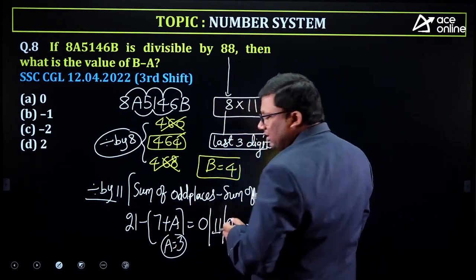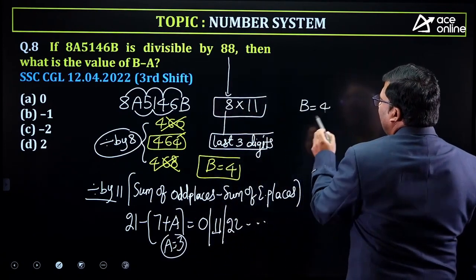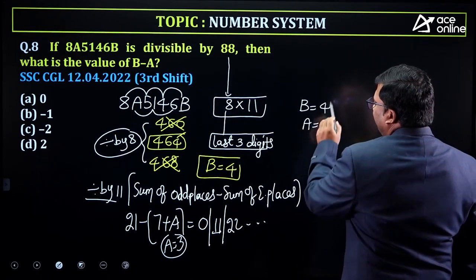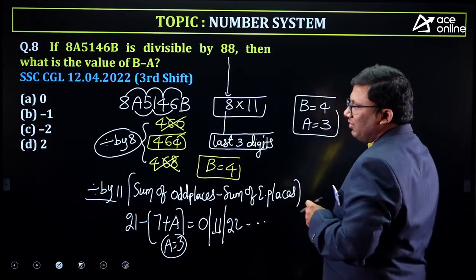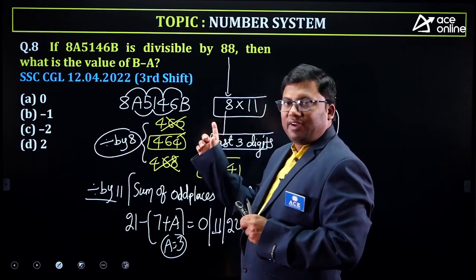21 minus 10 is 11. That means B value is 4 and A value is 3. Difference will be 1. I hope the idea is very, very clear.